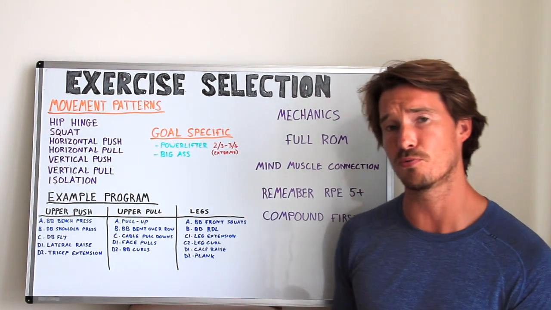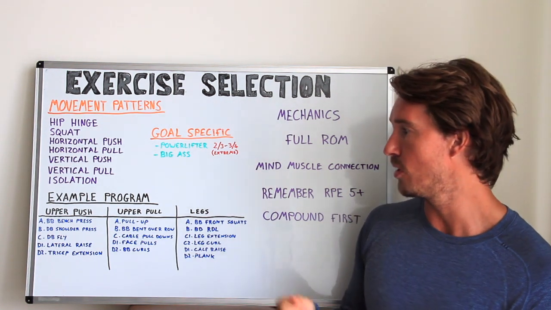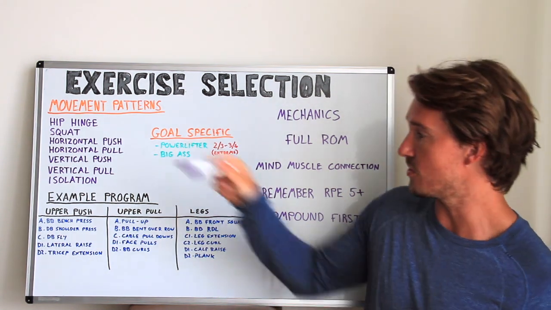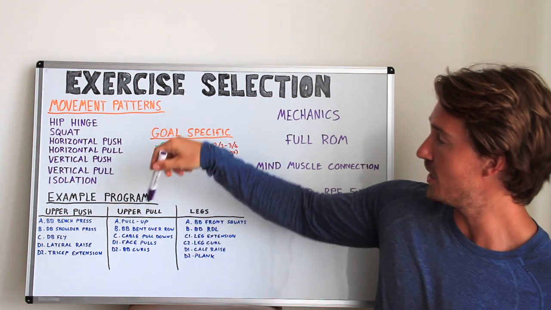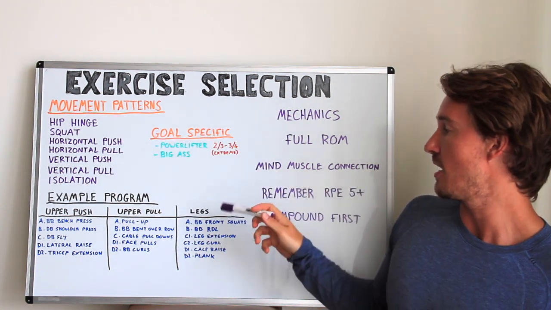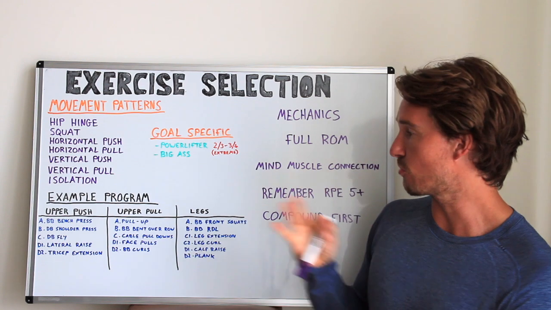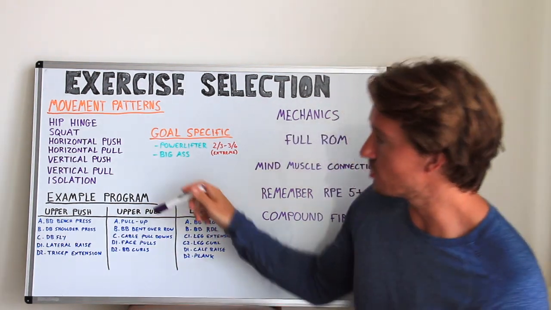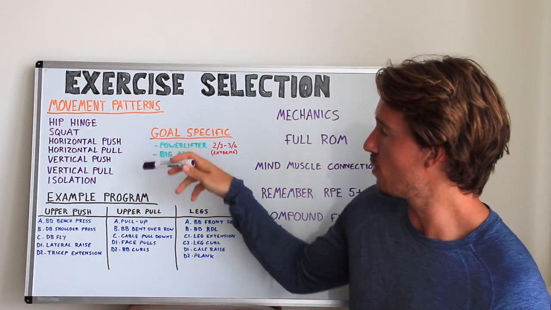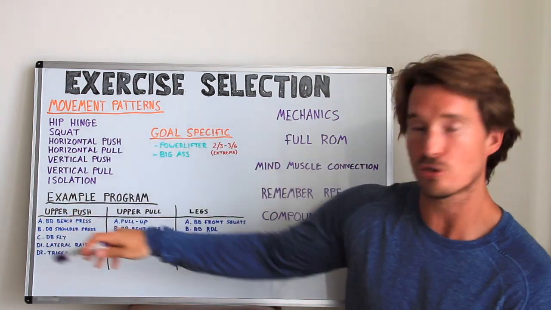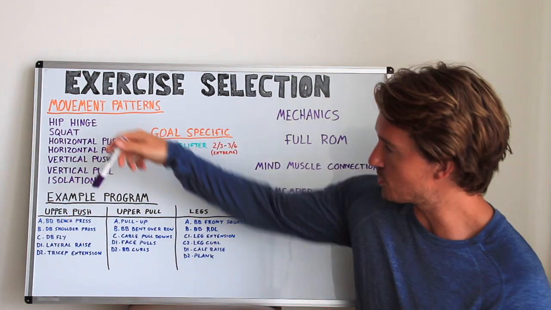So this is an example program. So this is a typical 3-day split. So this is an upper body push one day, an upper body pull the next day, and legs. So these are 3 separate workouts. So as you can see in this example program, all of the movement patterns have been hit in this 3-day program. So we're split up into 3 days.